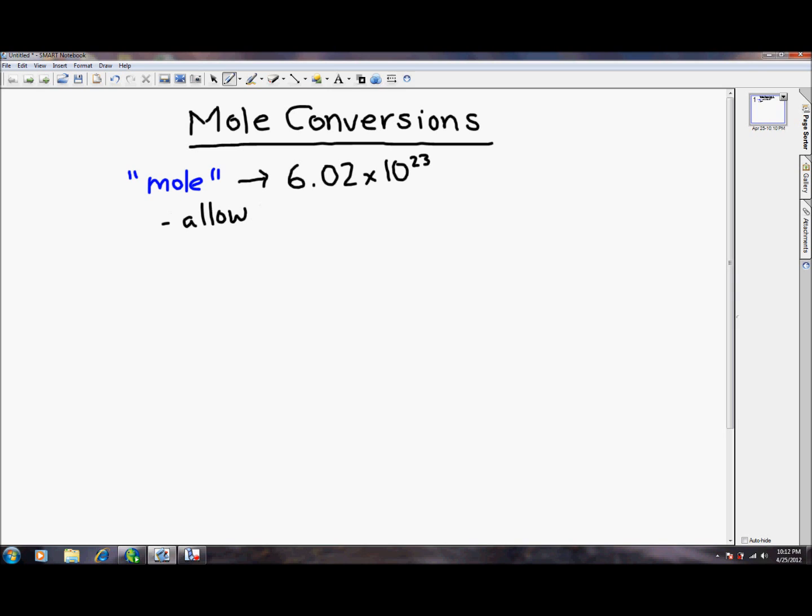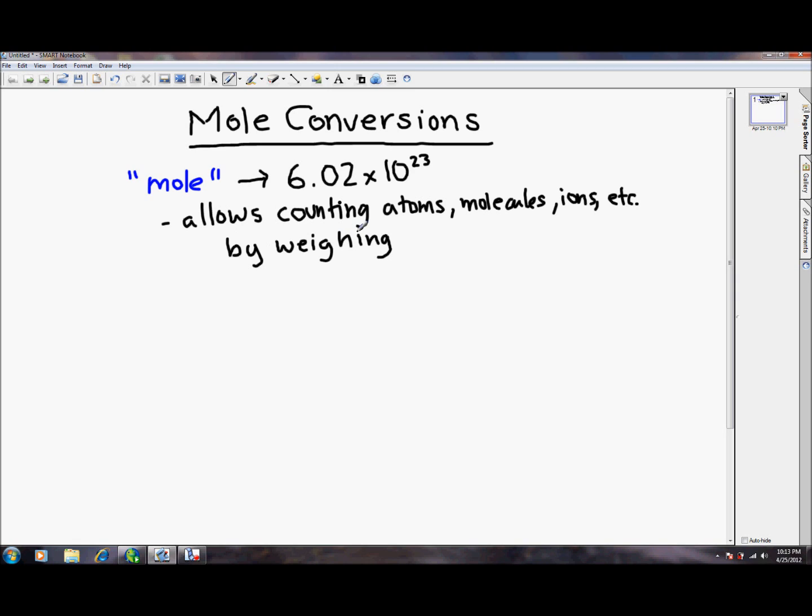The power of the unit is it allows counting of atoms or molecules or ions, etc., which are extremely small entities. It allows us to count them out using mass. Okay, it's somewhat akin, the analogy, if you've ever thought about cotton balls.